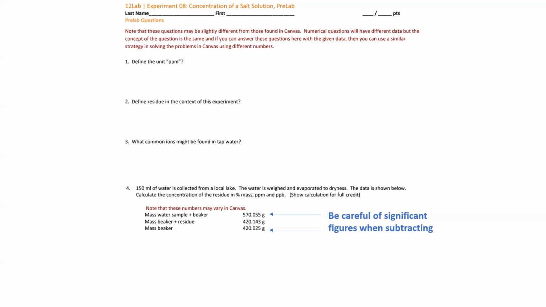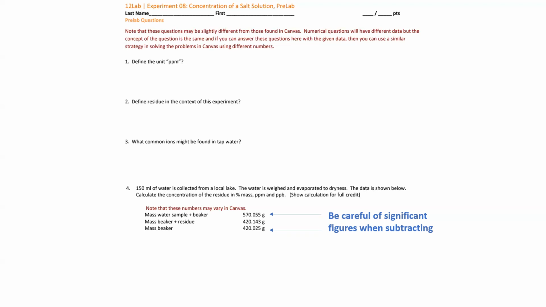So because both of these two numbers have 3 places after the decimal, or are to the nearest thousandth of a gram, your answer after the subtraction needs to be to the same precision. So your answer will end in a 0 and be to the nearest thousandth of a gram. So be careful when you're doing that calculation, right, to report the mass of the water sample to the correct precision.